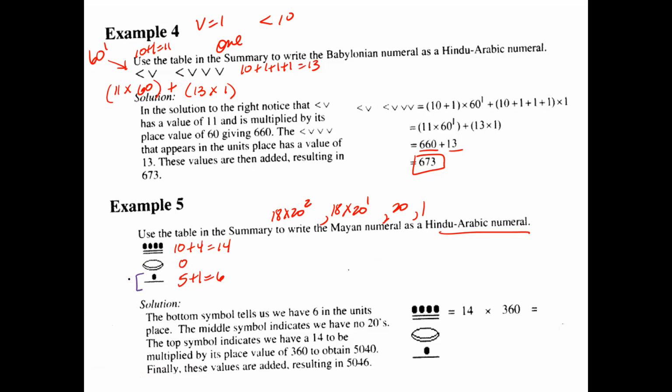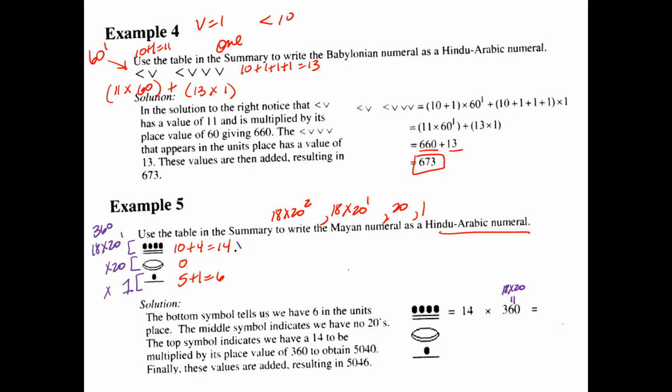Given that this right here is in the 1's place, you times that by 1. This one right here is in the 2nd place, so you times that by 20. And this one here is in the 3rd place, so you're going to do just 18 times 20 to the 1 power. Well, 18 times 20 is going to give you 360.